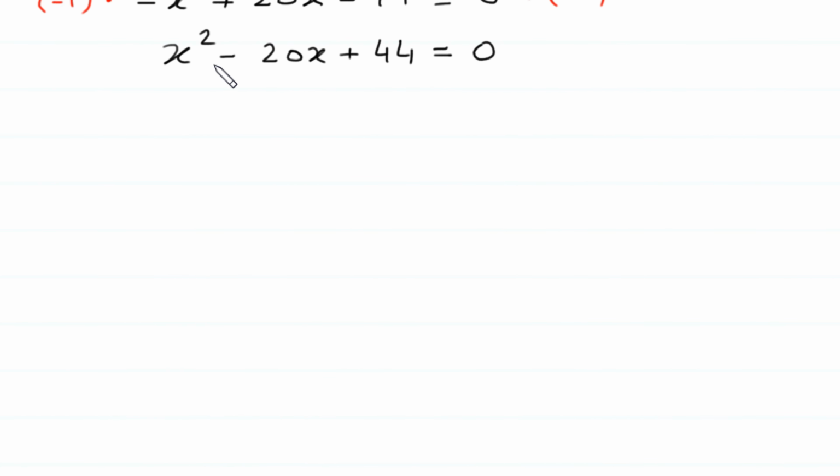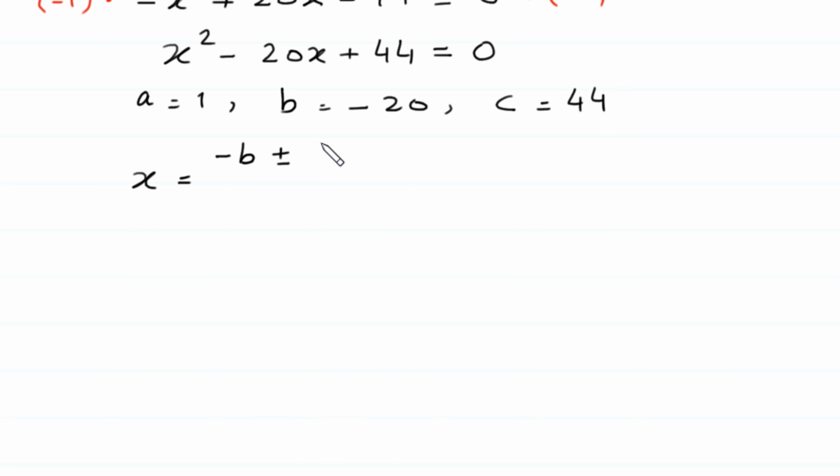Now this is a quadratic equation and can be solved by the quadratic formula. In this equation a is equal to 1 and b is equal to negative 20 and c is equal to 44, and the quadratic formula is x is equal to negative b plus minus square root of b square minus 4ac, divided by 2a. In this formula we put the values of a, b and c.